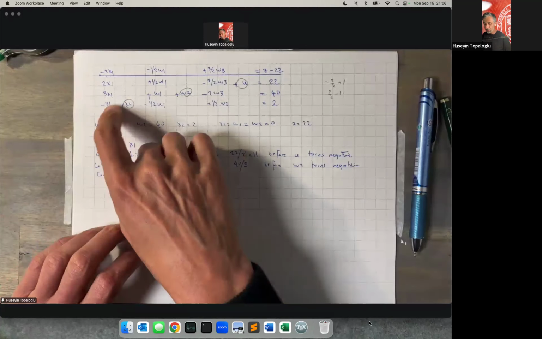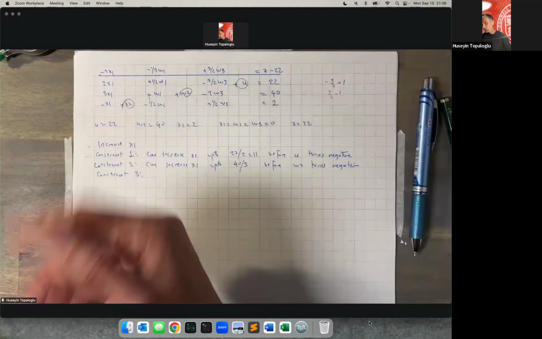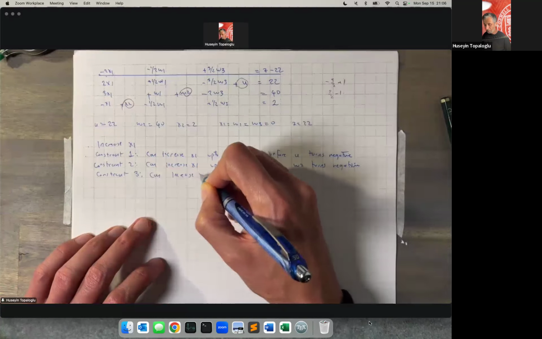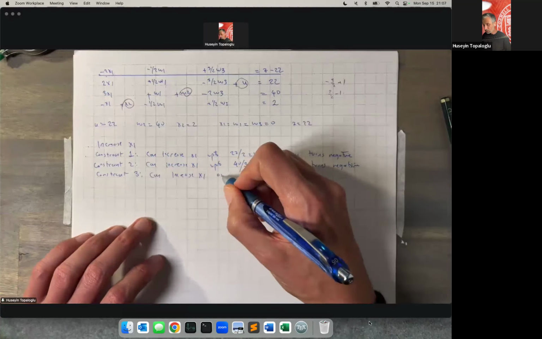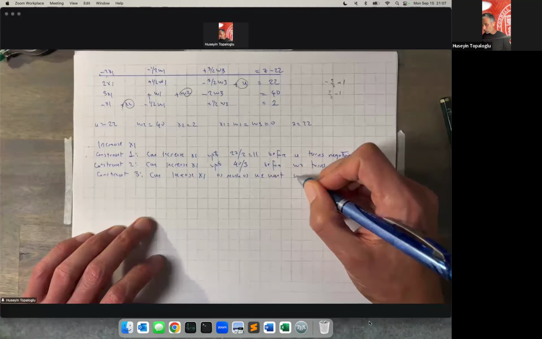So since x1 appears in the third constraint row with a negative coefficient, from the perspective of the third constraint, we can increase x1 as much as we want, without x2 turning negative.